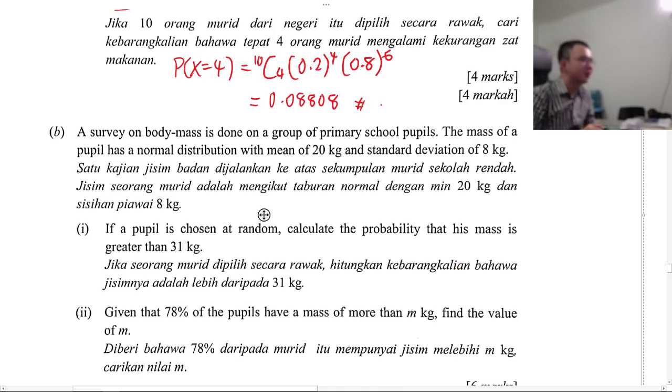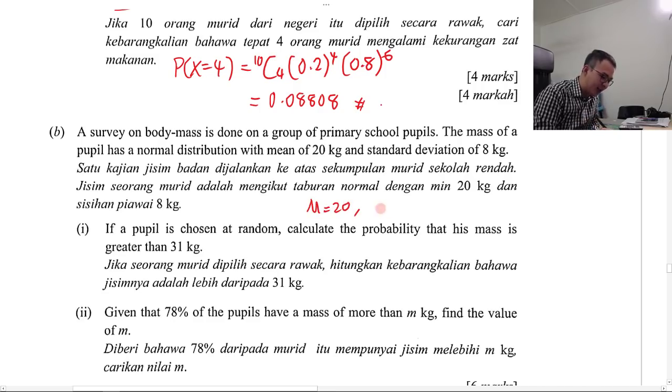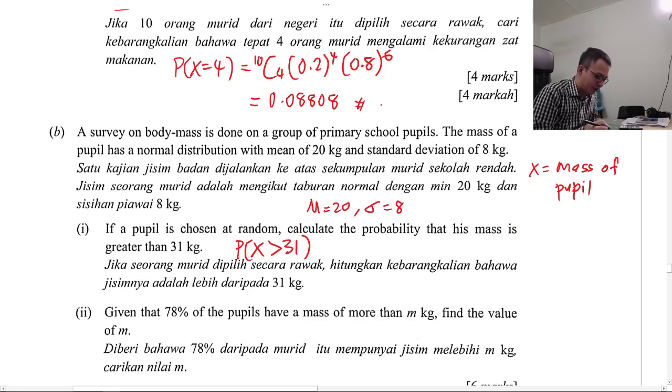So the mass of the pupils has a normal distribution, mean is 20 and standard deviation is 8. So I write down the information I have: mean is 20 and standard deviation is 8. If a pupil is chosen at random, calculate the probability that his mass is greater than 31. Normally I will always let the first sentence be X equals the mass of the pupil. Right now they say that the mass of the pupil is greater than 31, right? So then I need to solve this one.